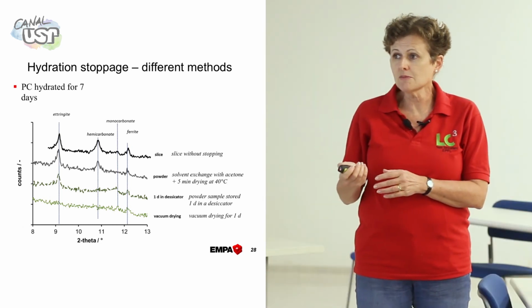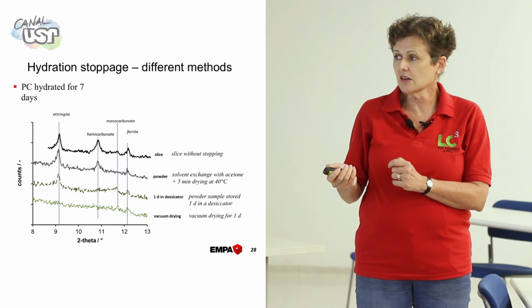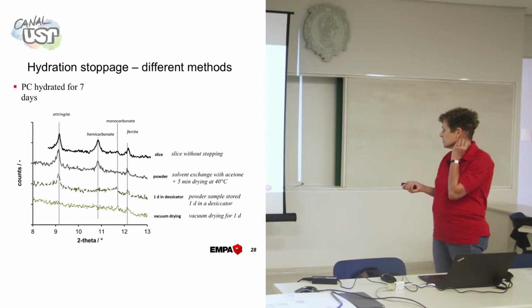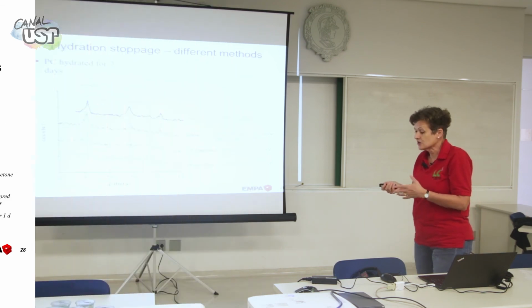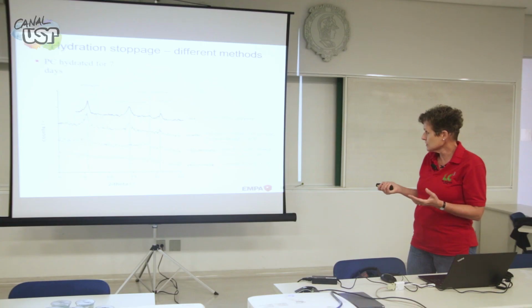But even that same sample, if instead of drying quickly at 40 degrees, you just ground it to a powder and stored it in a desiccator, so it's just under vacuum for 1 day, you see already you've really destroyed your hemicarbonate. It's picked up a little bit of CO2, it's gone a little bit to monocarbonate, and the ettringite is much, much less.